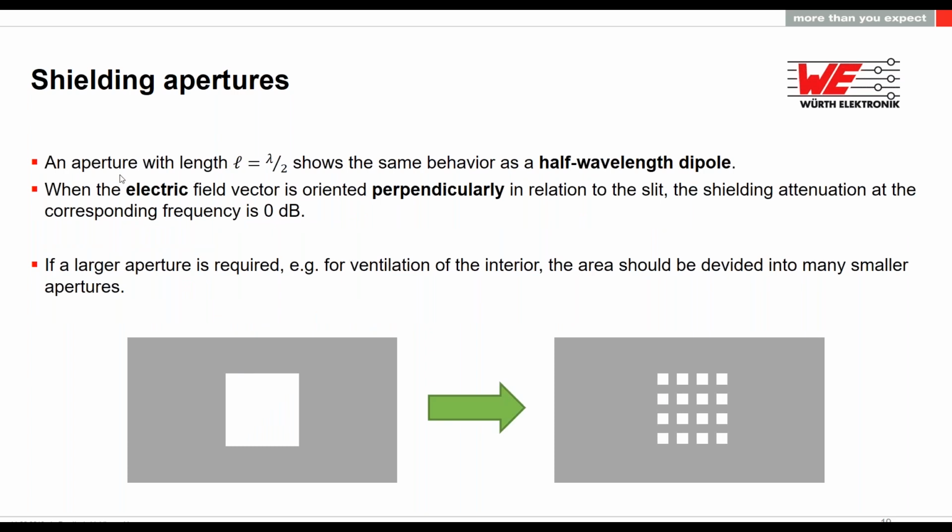So an aperture with this length is able to show the same behavior as a half-wavelength dipole. When the electric field vector is oriented perpendicularly in relation to the slit, the shielding attenuation at the corresponding frequency is about 0 dBs. Normally, an easy way to solve this, when we need a big aperture, is to divide it into smaller apertures, but in the end, this distance also becomes critical, because between these points we have a connection. The antenna is not as good as this one, but still we can have this kind of problem.